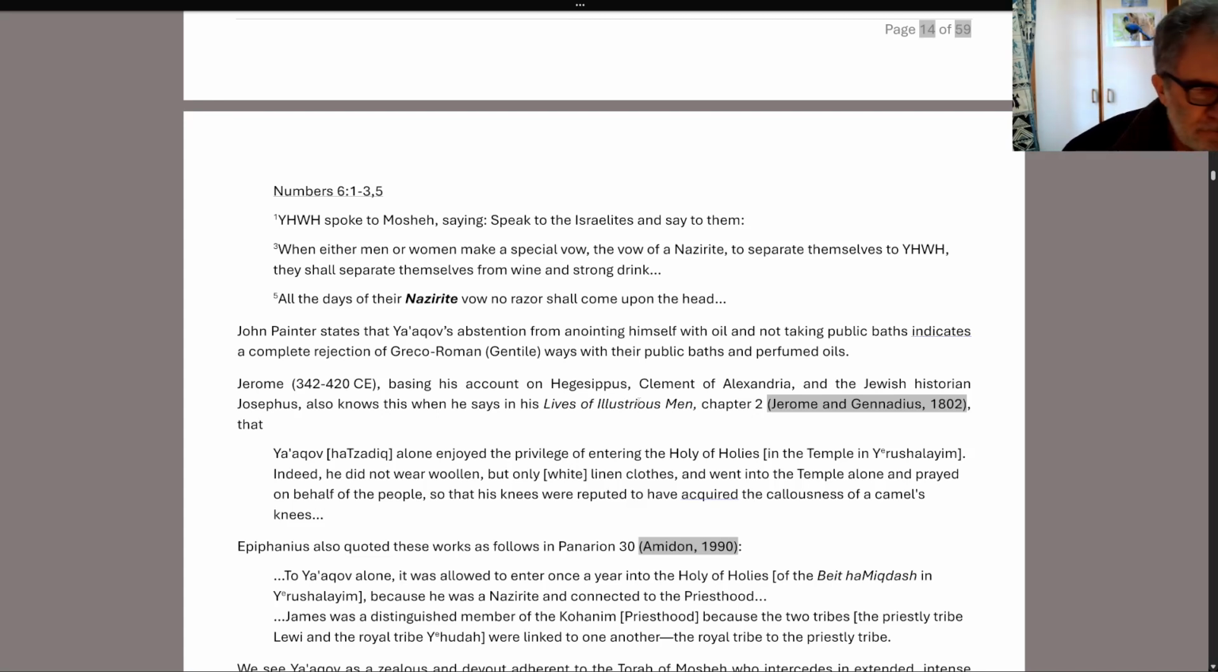Jerome, the patristic writer, so-called church father, basing his account on that of Hegesippus, Clement of Alexandria, as well as Josephus, also knows this when he says in the Lives of Illustrious Men, chapter 2, that Yaakov HaTzadik alone enjoyed the privilege of entering the Holy of Holies in the Temple of Jerusalem. Indeed, he did not wear woolen, but only white linen clothes, and went into the temple alone, and prayed on behalf of the people, so that his knees were reputed to have acquired the callousness of a camel's knees.